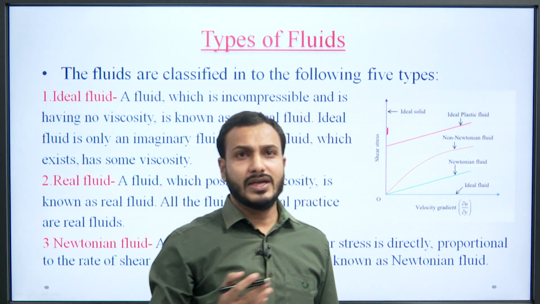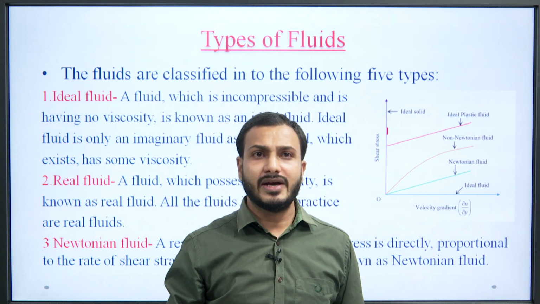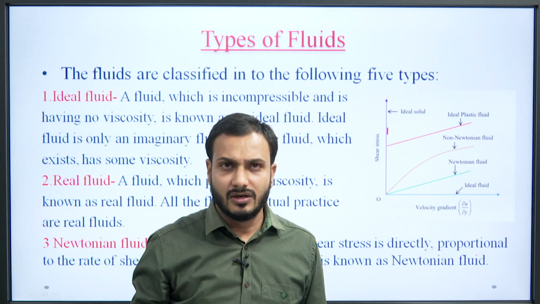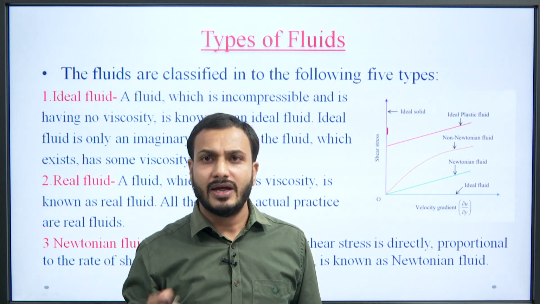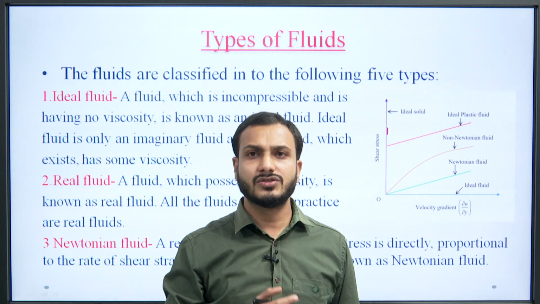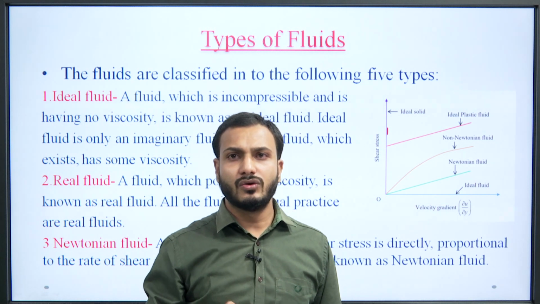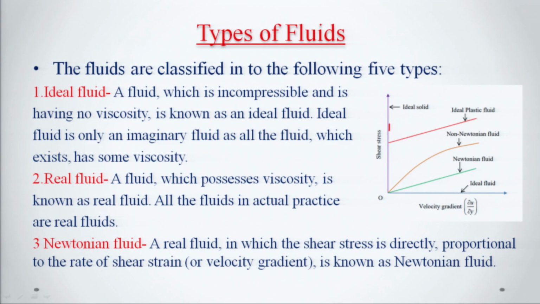So, a fluid which is incompressible and having no viscosity is known as ideal fluid, and which is having some viscosity is known as real fluid. So, if the viscosity is 0 means having no viscosity, what does it mean? We can say this is ideal fluid and which is imaginary, but real fluid possesses some viscosity. By the graph we can see it.